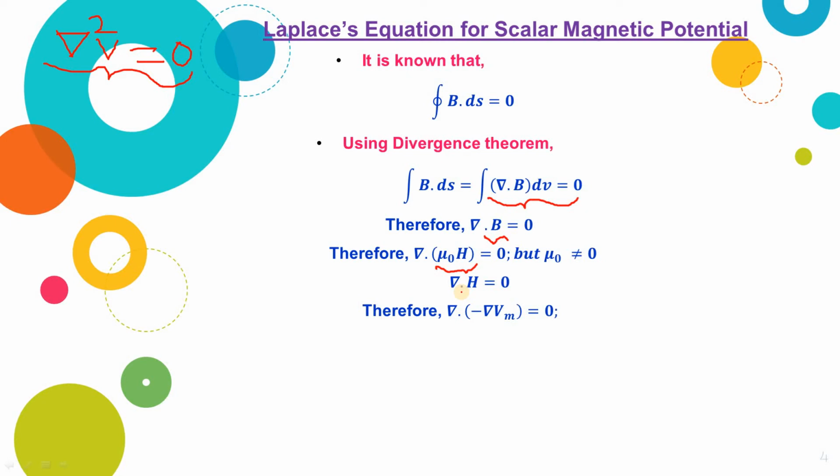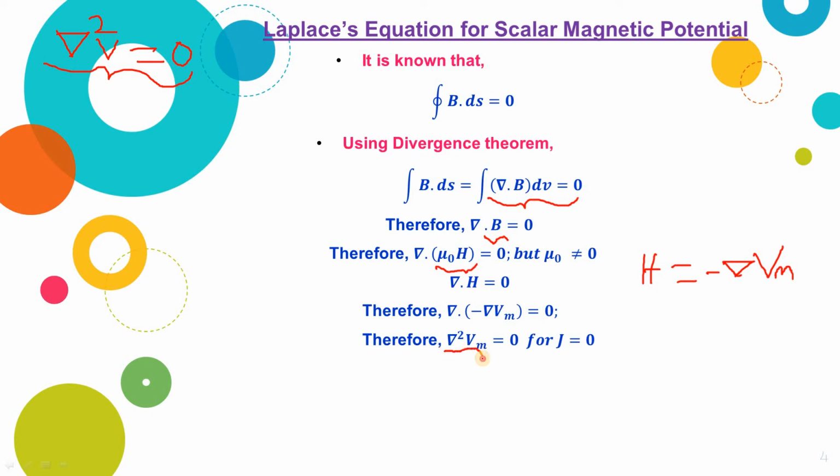Now also we know what H is. In the previous slide, H is equal to minus del Vm. Please remember that. Now substitute that H in this equation. What is your answer? Del dot minus del Vm is equal to 0. What is del dot del? It is equal to del square. So del square Vm is equal to 0, for J equal to 0.